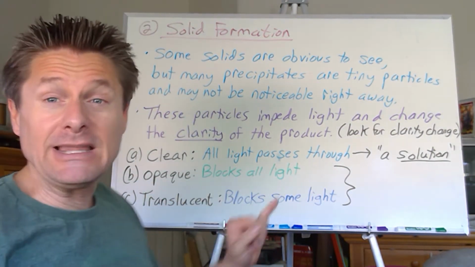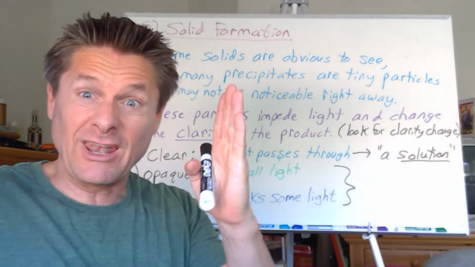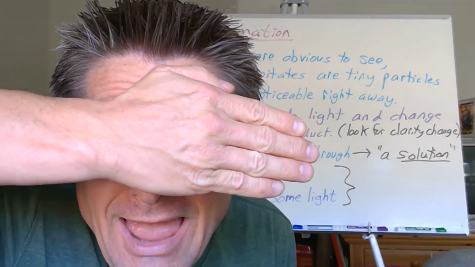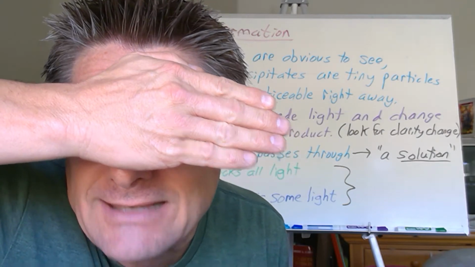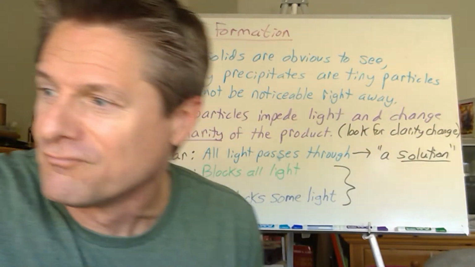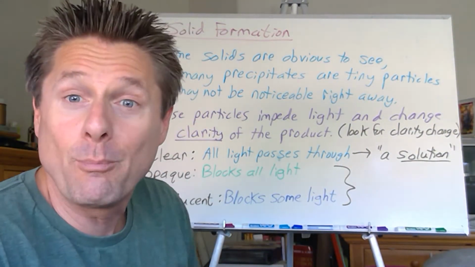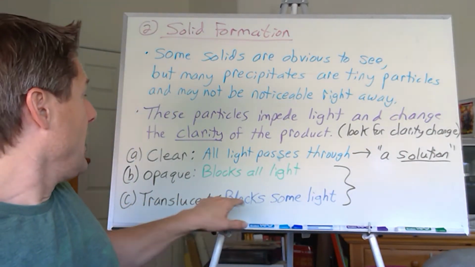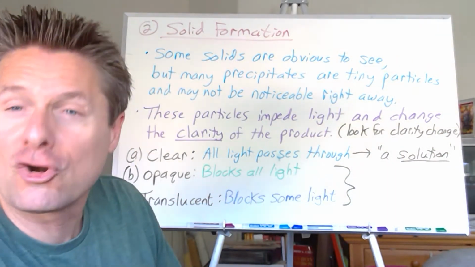Now, if it completely blocks light, there's so many particles in there, light can't get through. You can't see through. It's like, I can't see you anymore. My hand is blocking all of the light. This calculator is blocking all of the light. I can't see anymore. Right? That's called opaque. It's like trying to look through a door. Doesn't happen. All right. Translucent means that's partial light blockage.